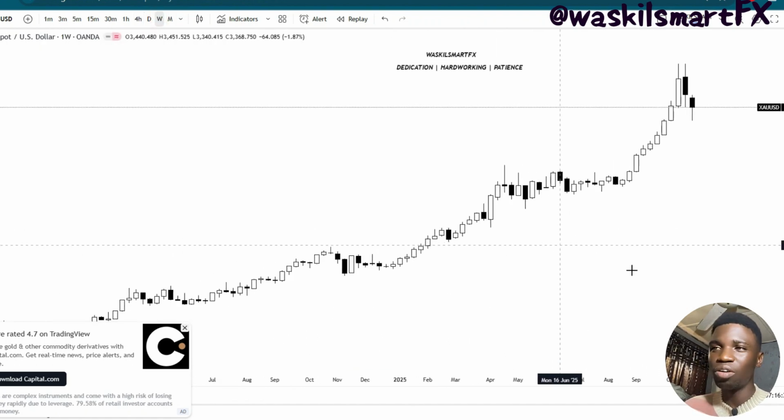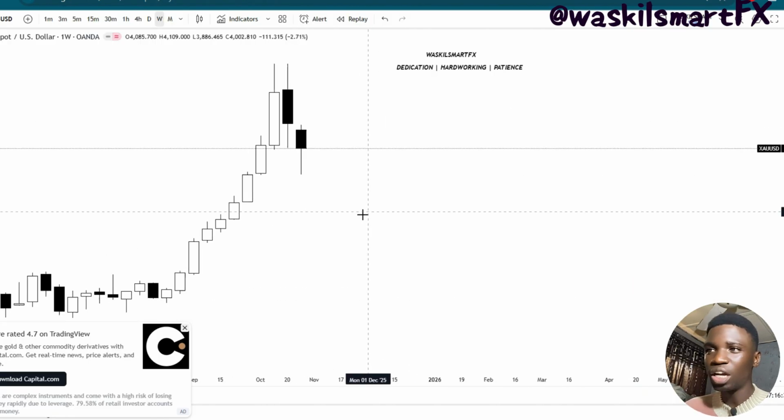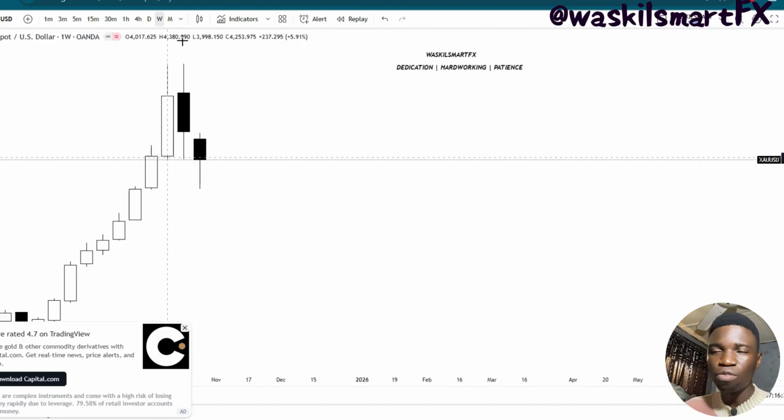And here you can see on gold, this is not what you are looking out for, but you can see on gold that there is a fair value gap on the weekly chart.